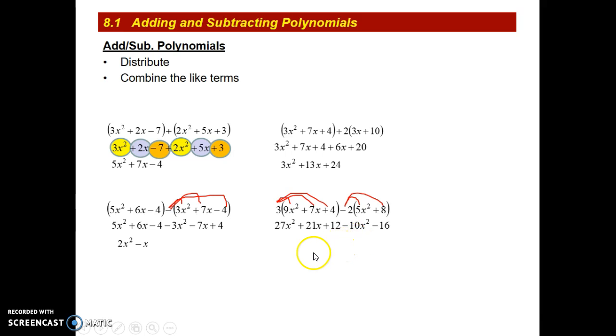Now we need to combine our like terms. So I have 27x squared minus 10x squared for 17x squared. I have 21x, and I don't have anything to combine it with, so I just bring it down. And I have 12 minus 16 for minus 4. So my final expression is 17x squared plus 21x minus 4.